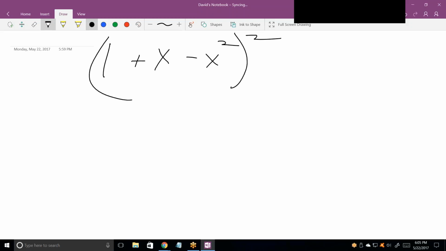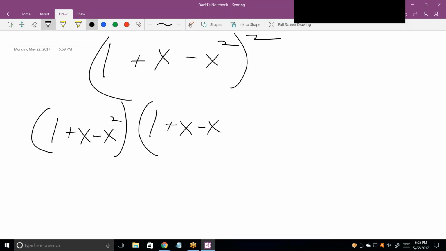What we have is a trinomial. 1, 2, 3 terms. So we're going to multiply a trinomial by itself. So this is really what we're doing. Now do that term by term.